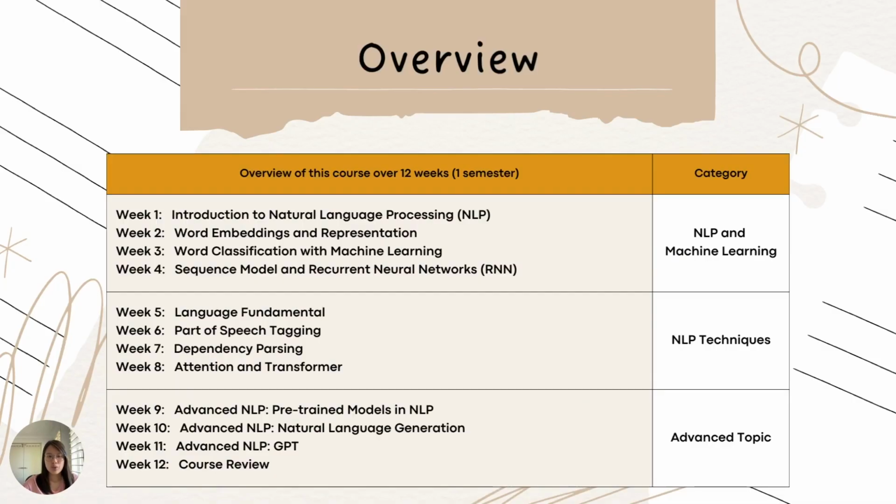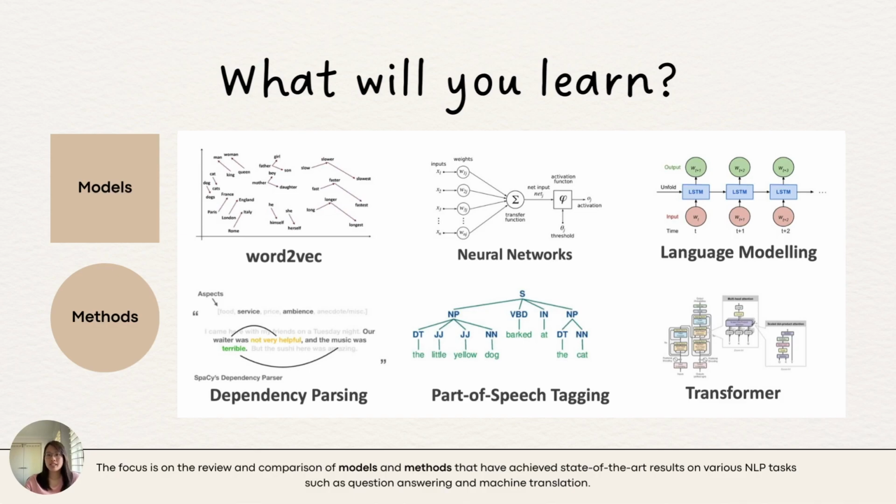So here's an overview of this course. It will be separated into 3 categories, which are NLP and machine learning, NLP techniques, and advanced topics. So we might be able to create a mini ChatGPT at the end of this semester. The focus of this course is on the review and comparison of different models and methods that have achieved state-of-the-art results on various NLP tasks, such as question answering and machine translation. For example, Google Translate and ChatGPT.